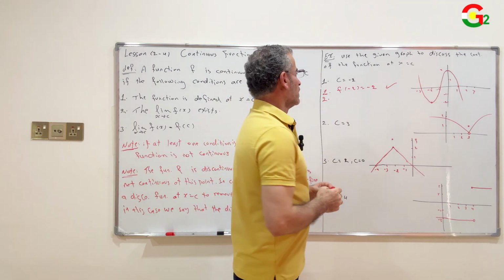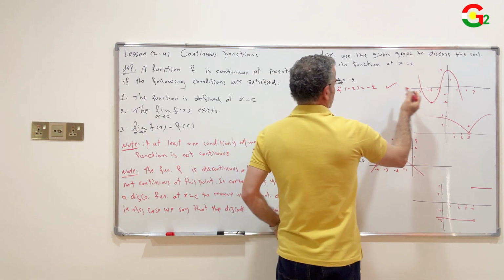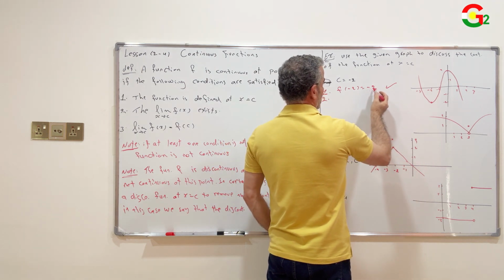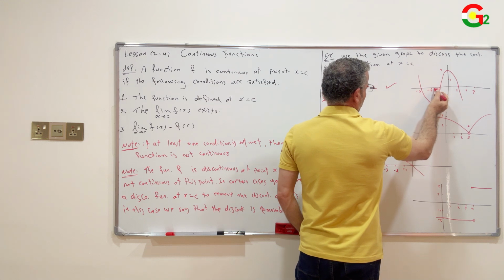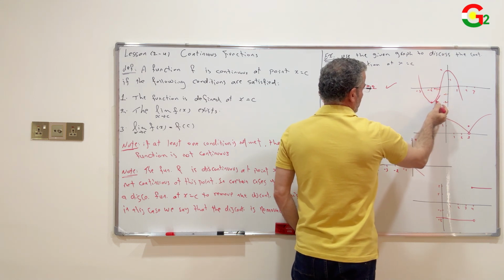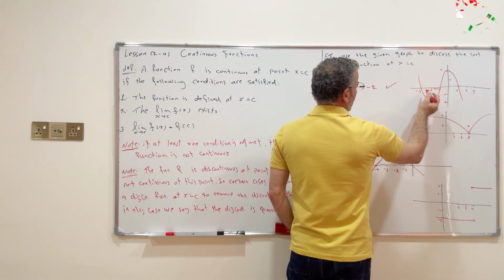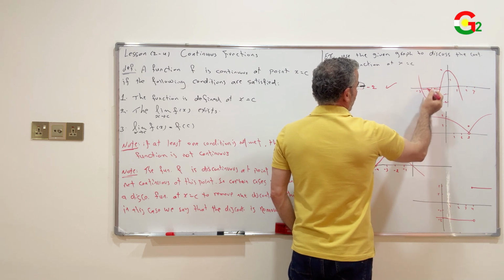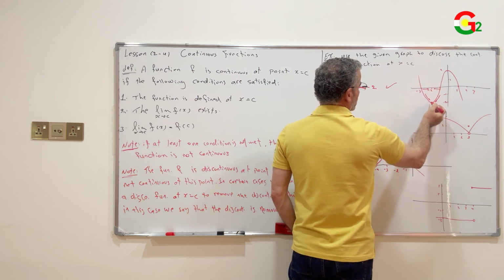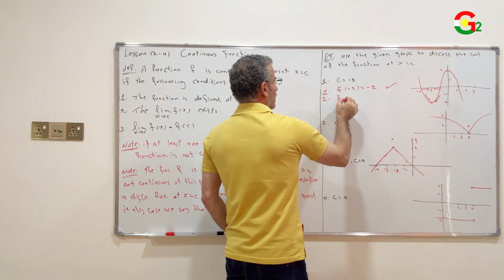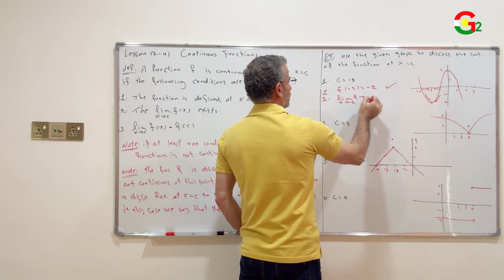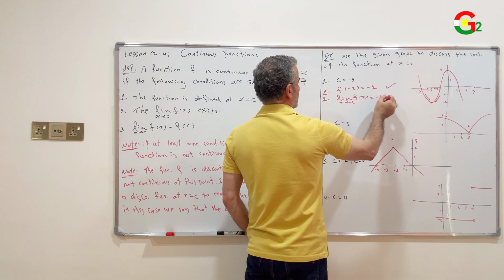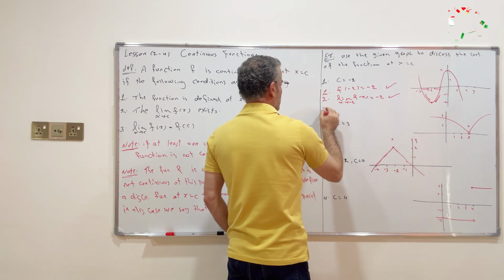The second condition, the limit of the function when x approaches -2 exists. When x approaches -2 from the right, the function goes to -2. When x approaches -2 from the left, the function also goes to -2. So the limit of f of x when x approaches -2 from left and right is -2 and exists.